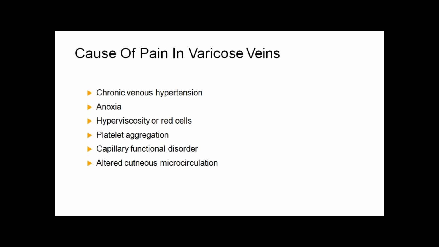Usually varicose veins to start with have a dull aching type of pain, but there is a cause of severe pain in varicose veins when there is development of chronic venous hypertension or ambulatory venous hypertension, and if there is anoxia or an associated hyperviscosity condition, platelet aggregation and capillary functional disorders, or altered cutaneous microcirculation. When varicose veins develop in those conditions, we will have severe pain.